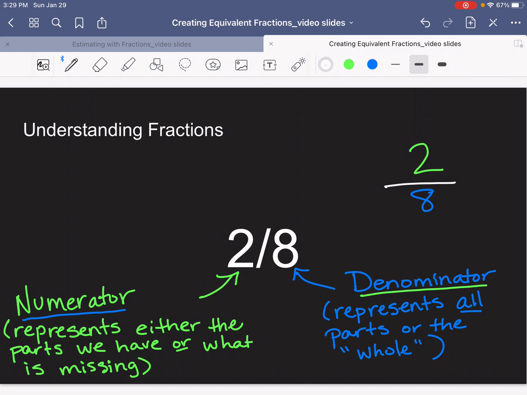For example, with 2/8, if you see the numerator 2, this is the top number, and it represents either the parts that we have, or it could represent what we're missing. It depends on the story that the fraction goes along with. The denominator, 8, the bottom number in the fraction, represents all of the parts, or the whole group.